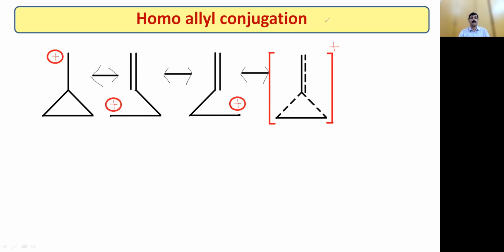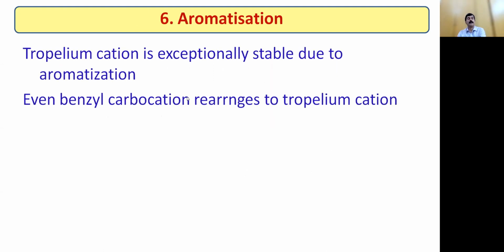So therefore, cyclopropyl methyl carbocations are very much stable. They are more stable even than the allyl systems. If we take tricyclopropyl methyl carbocation, that is more stable than even tropylium carbocation, which is an aromatic species. Then quite naturally, aromatization.